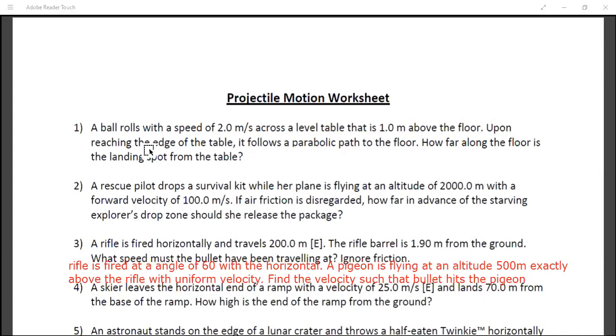Yeah, Bhupen, tell me. Sir, in the first sum, the answer is 2 meters. Which first sum? The first main question, this one? Yes. 0.9.